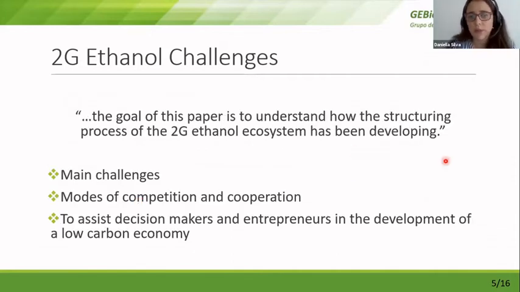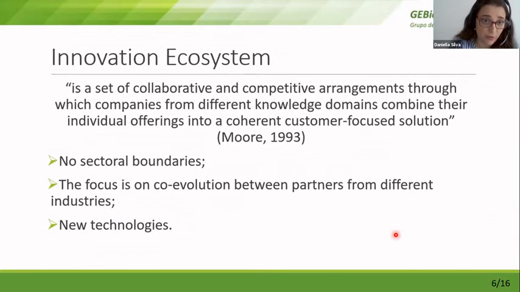So the goal of this paper is to understand how the structuring process of the second generation ethanol ecosystem has been developing. We focus here on the main challenges faced by the companies, the projects, and the modes of competition and cooperation between the players. And these results will help us to assist decision makers and entrepreneurs in the development of a low carbon economy or a bioeconomy. To help us with that, we used this approach, the innovation ecosystem approach.